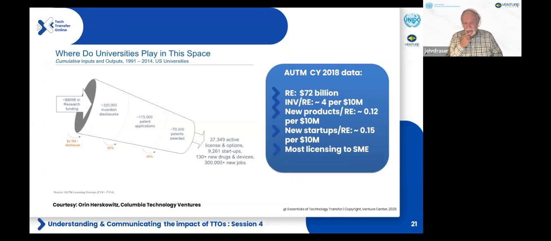Premnath obtained this from Oren Huskovitz at Columbia, and it's the pipeline of activities that show on the extreme left the large amount of research that leads to disclosures, that leads to patent filings. It's the same sort of graphic done for one university, only Oren went a little bit further and said, how many invention disclosures do we get for $10 million of research expenditures, RE on the box on the right? How many new products come from that? Well, pretty small number. How many new startups?